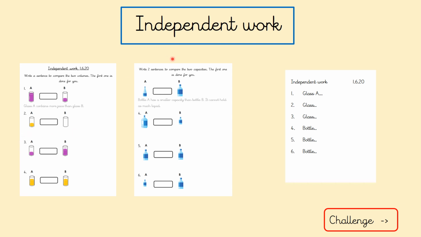The second page asks you to compare 2 capacities. Now, because we don't have workbooks, I tried to make this as simple as possible because I know not everybody has a printer and not everybody wants to be printing out new paper every day. So you can just write sentences like this. You can have a look at the pictures on your tablet or your computer or your phone, and you can just write your sentences like this. Number 1, and then write your sentence to compare the containers from question 1.